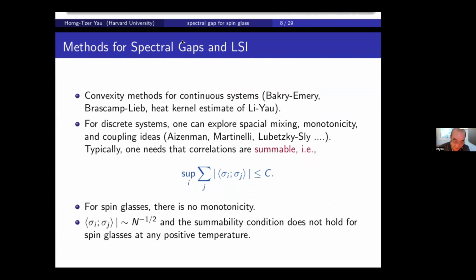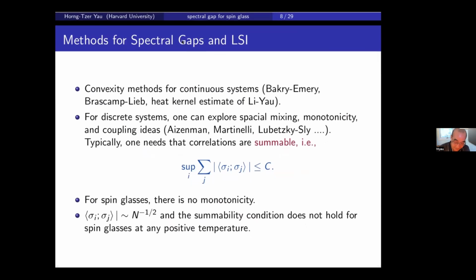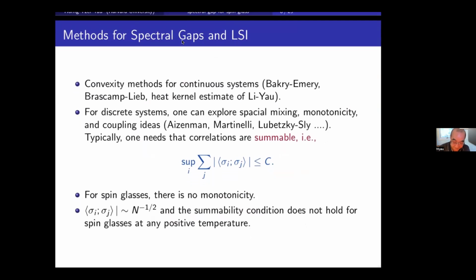this log-Sobolev inequality, and this is strong mixing. How do you prove it? For strong mixing, there's a method based on convexity. This convexity method is Bakry-Émery and Brascamp-Lieb and heat kernel estimates. All these methods are essentially convexity based. It's just based on something having to be convex in order to make it work.